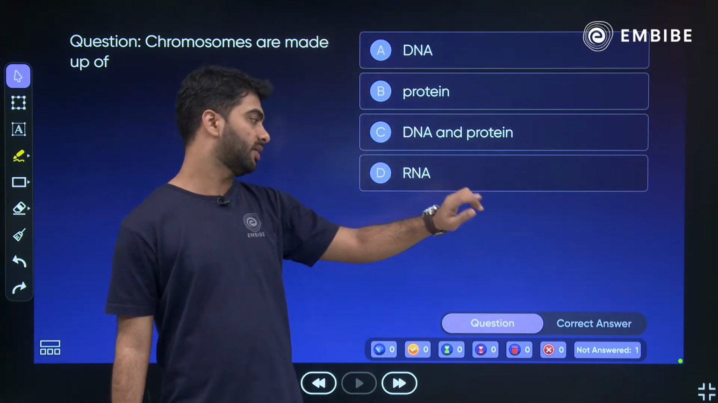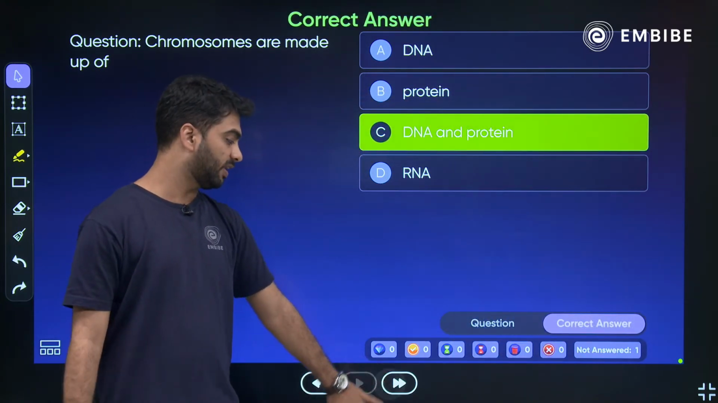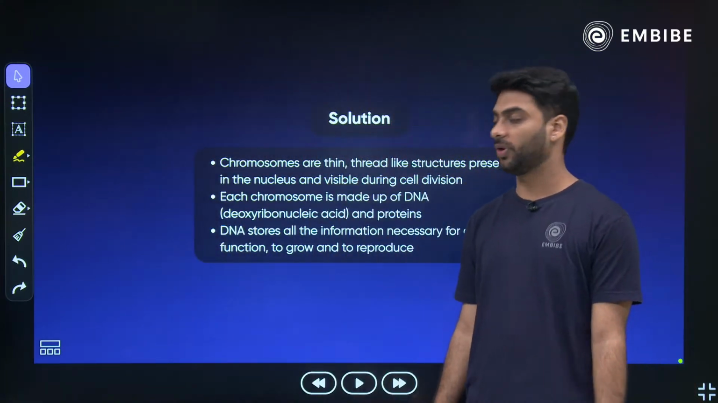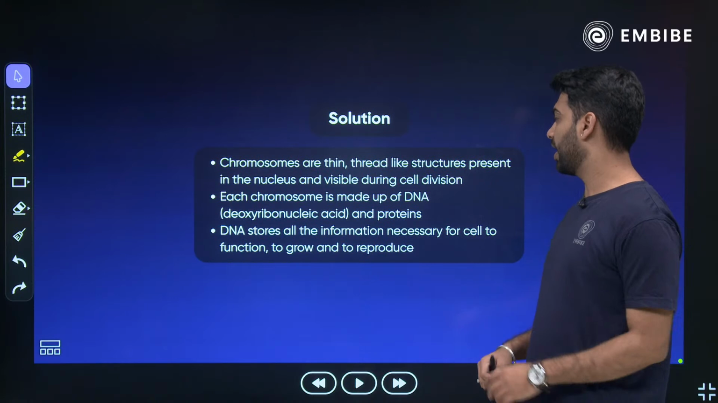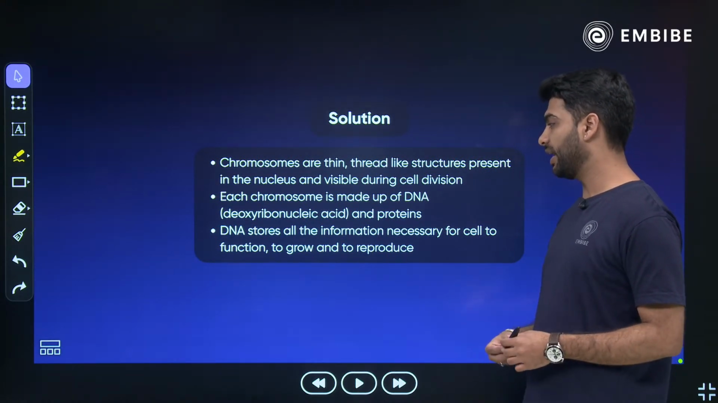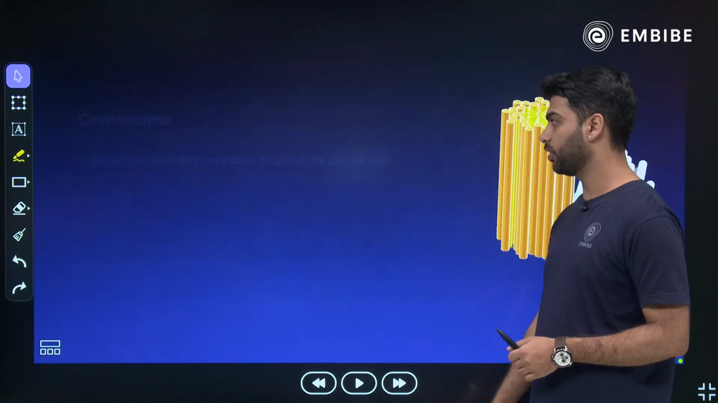The answer is DNA and protein. Chromosomes are made of DNA and protein. What is DNA? Deoxyribonucleic acid. Chromosomes are thin thread-like structures present in the nucleus and visible during cell division. It is made of DNA. DNA stores all the information necessary for the cell to function, grow and reproduce.